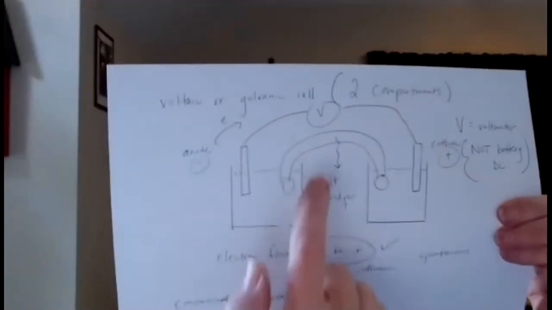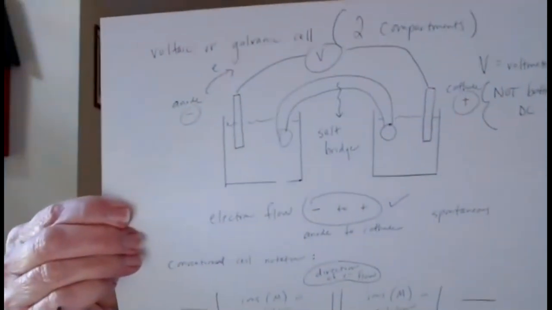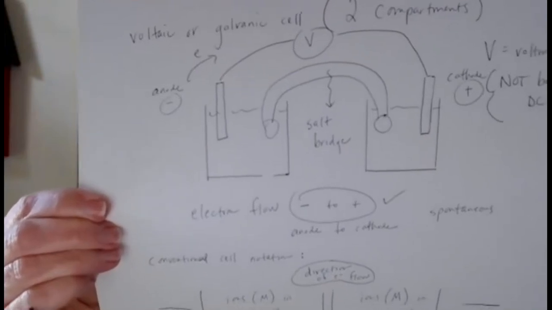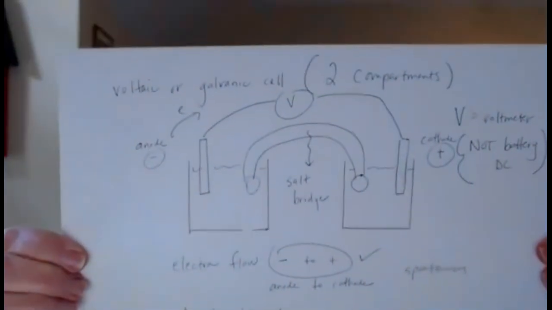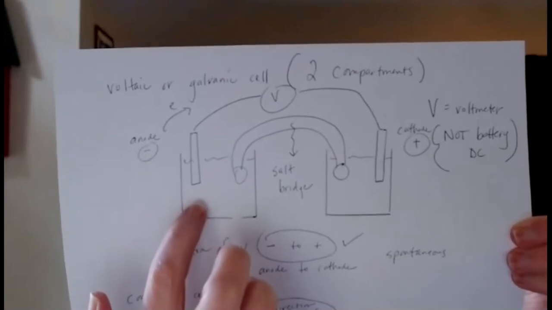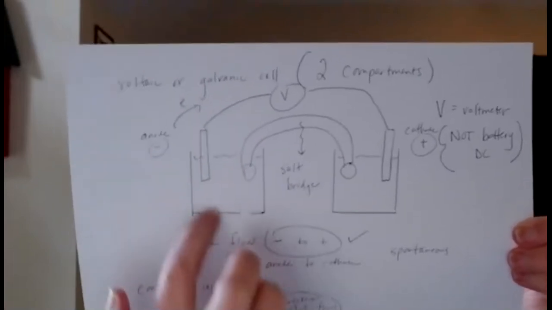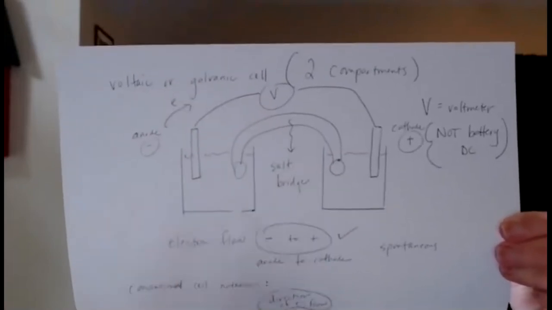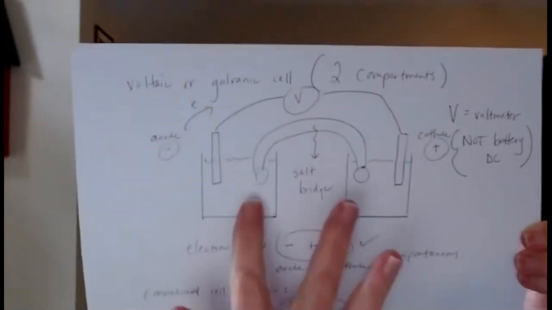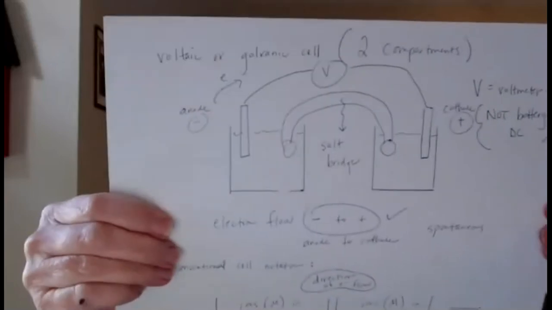Now, to complete this circuit, you need something called a salt bridge. For your car battery, your salt bridge is your sulfuric acid. Now, if I was doing this in the chemistry lab, I could get a beaker of, say, a zinc salt in water and a zinc electrode, and then a copper salt in water, so soluble salts, and a copper electrode.